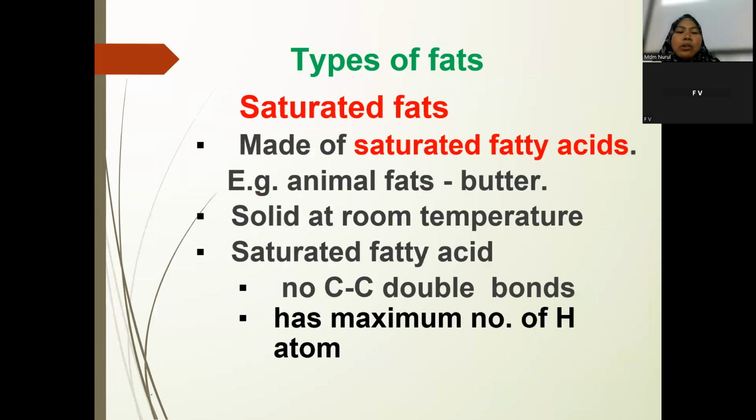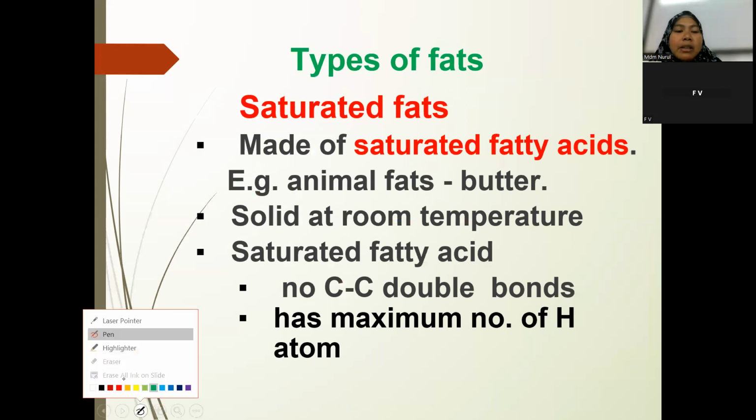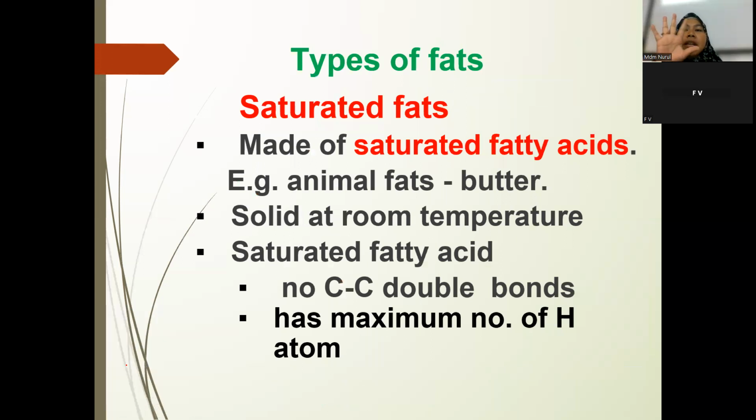Okay, next we go. We are still talking about fat, yeah? Remember, lipid ada 3. Fat, phospholipid, and steroid. So we are now still talking about fat. Okay, you dah kenal, fat is made of 3 fatty acid and 1 glycerol. The fatty acid can be all the same kind, or it can be different kind. Understand?